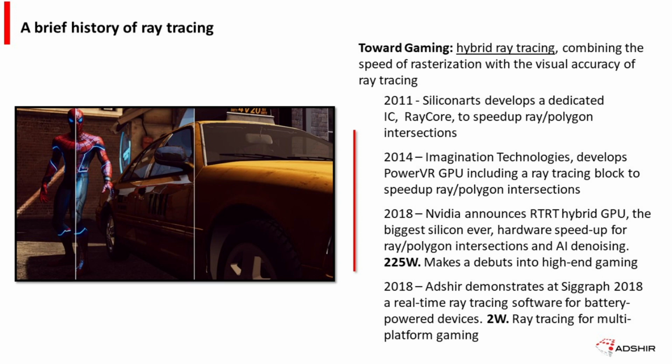This is what they get, a GPU piece of hardware which is 225 watts. High power, so it goes to the high-end PCs. And the first debut was done right after that with the first games with Unreal developers and so on.